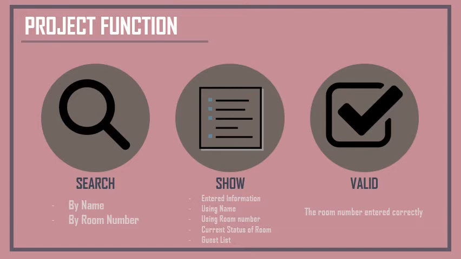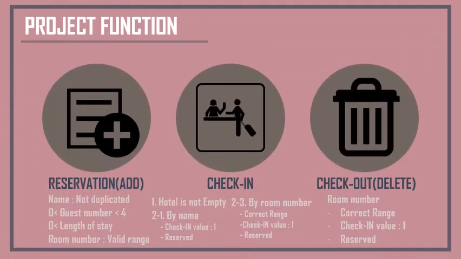The valid function is a function that verifies that the room number entered is in the correct range. It returns 1 if entered correctly or 0 if not. The next functions that I will explain are the most important additions: the check-in and the checkout function.